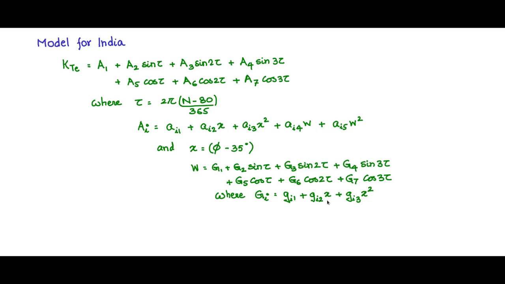Now this gives you the entire model. First, given the latitude, we estimate the water vapor content, because you need the latitude and the day number to find tau. Then water vapor content can be estimated from this estimate equation. Then this can be plugged in here to define the AIs, and then that can be used to estimate the clearness index by plugging it in here. So this is the model that we have used to find the clearness index at any place within the country.